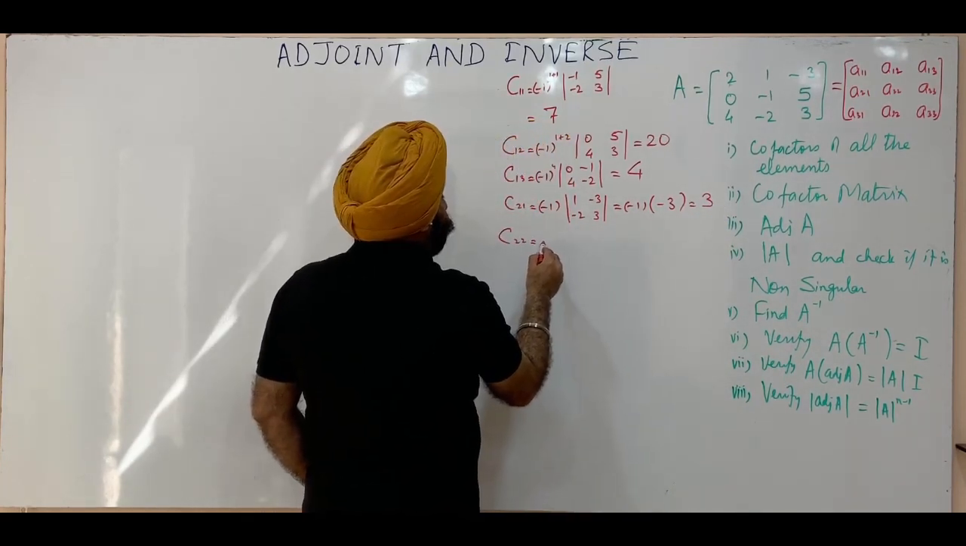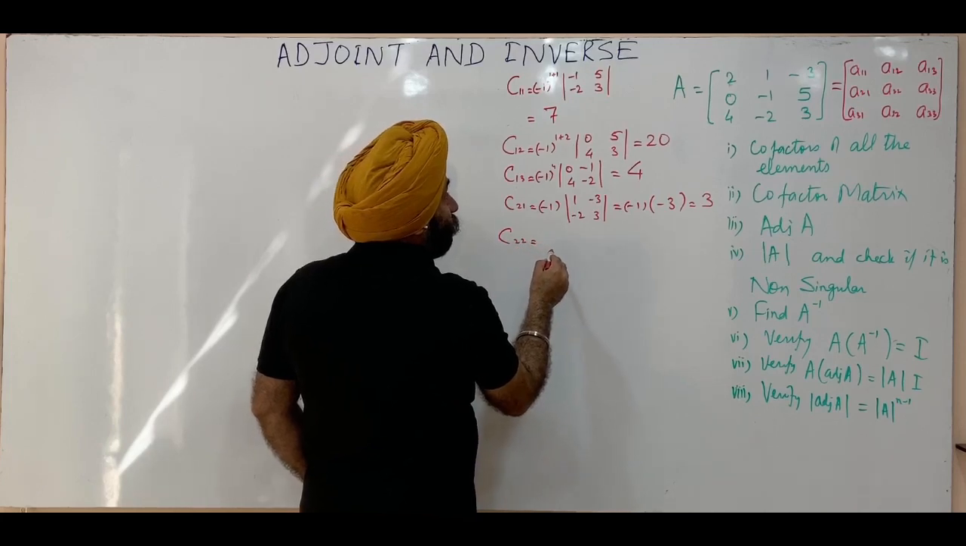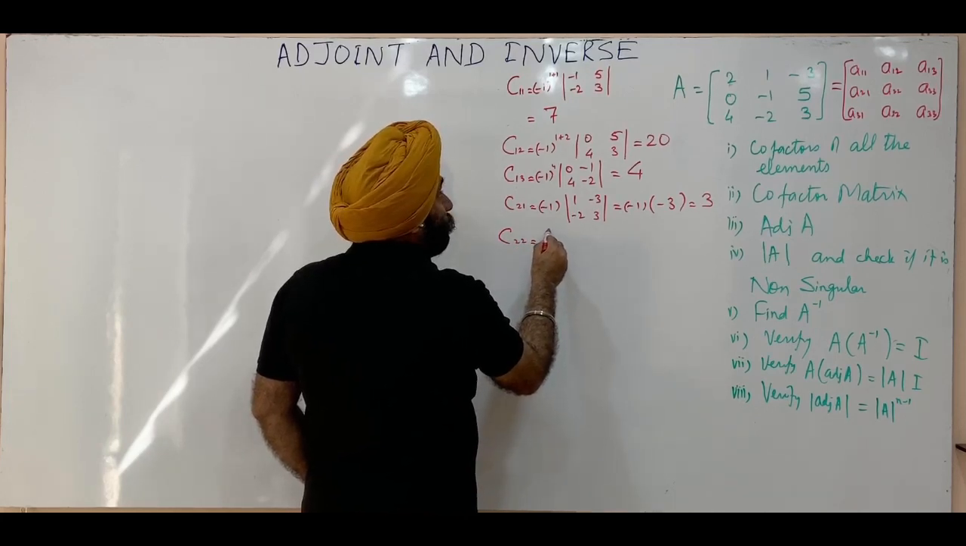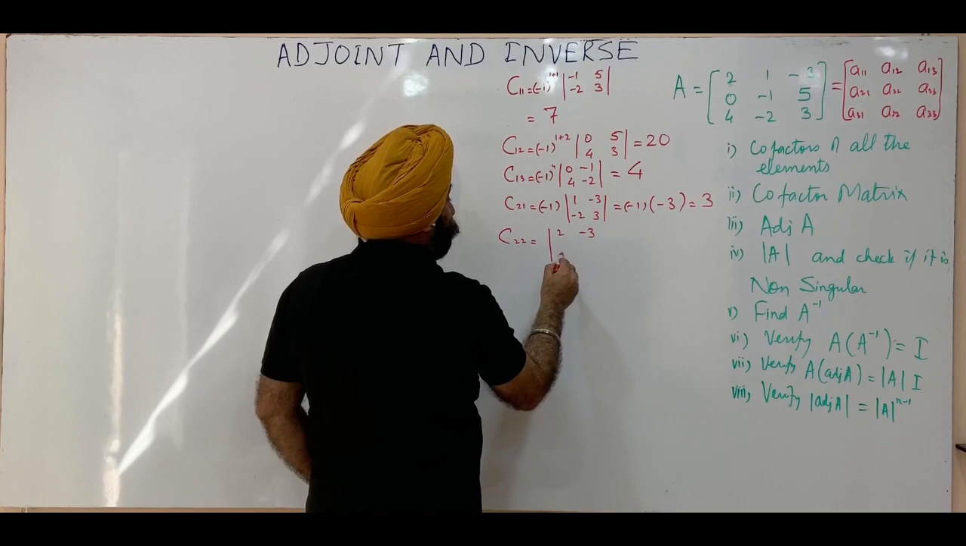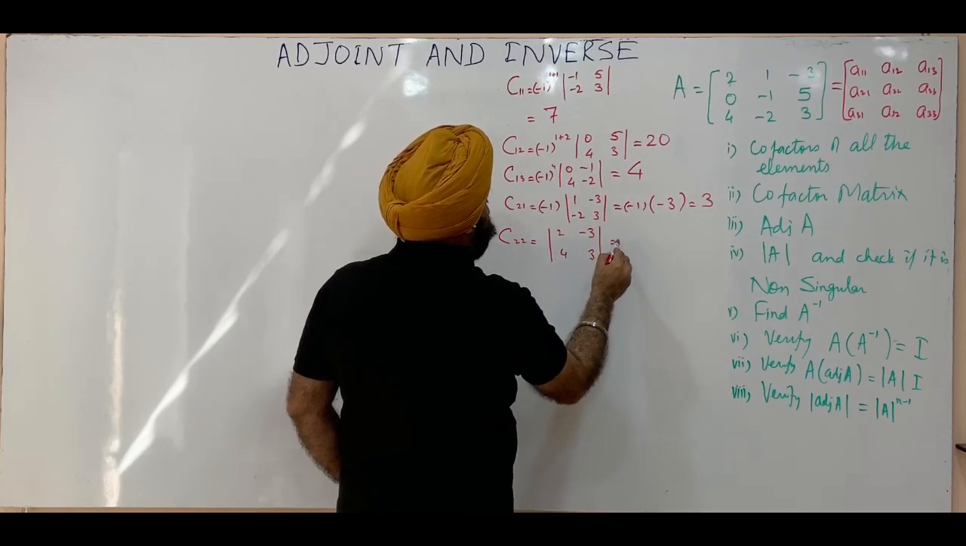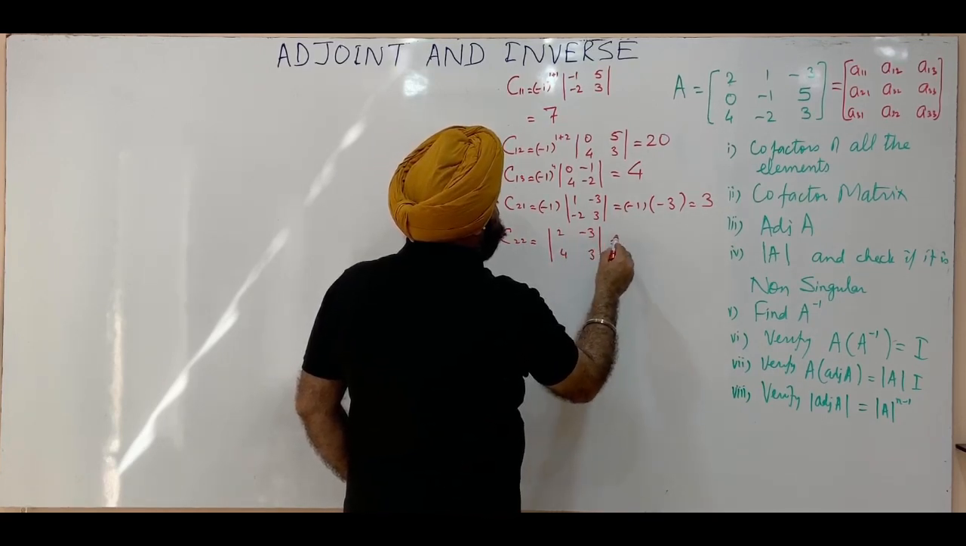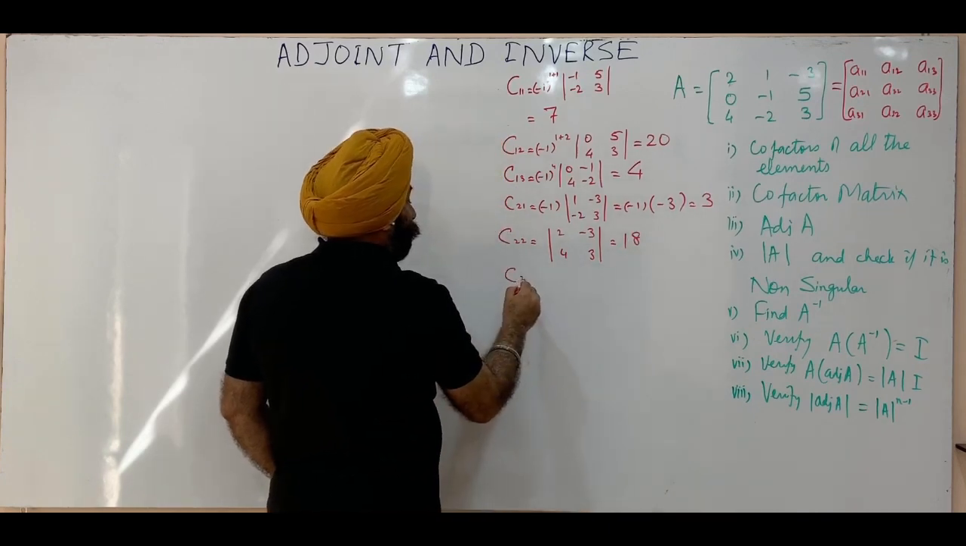C22. This is minus 1 raised to 4, which is plus 1. So this is the determinant 2, minus 3, 4 and 3. That's 6 plus 12. It's 18.